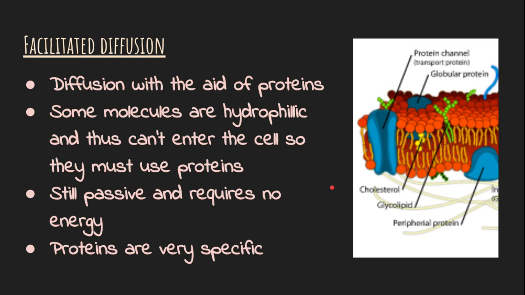So facilitated diffusion will use protein channels like this, and say there's a lot of solute particles here, but only like one solute particle here. So what the solute particle will do is it will travel through here and over here. And because you're still going down its concentration gradient, it's still considered passive transport.